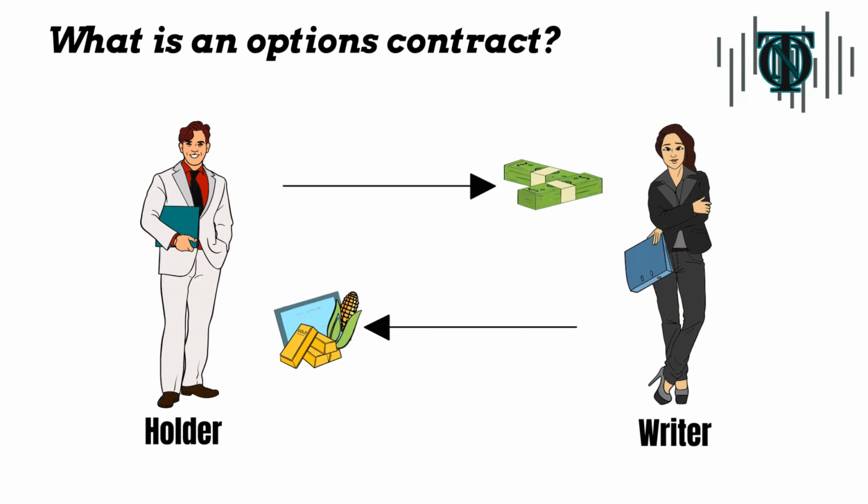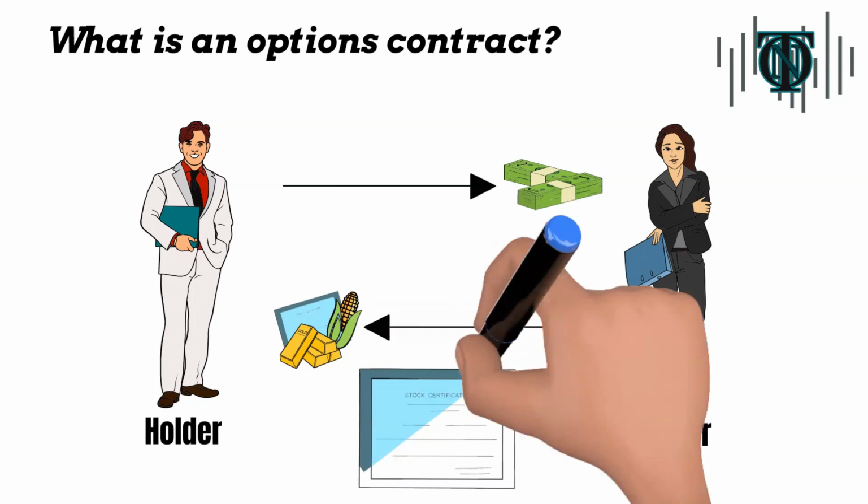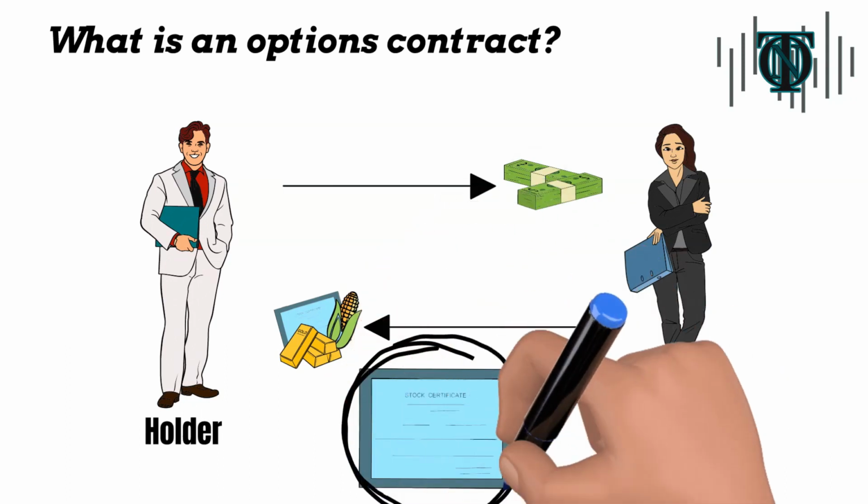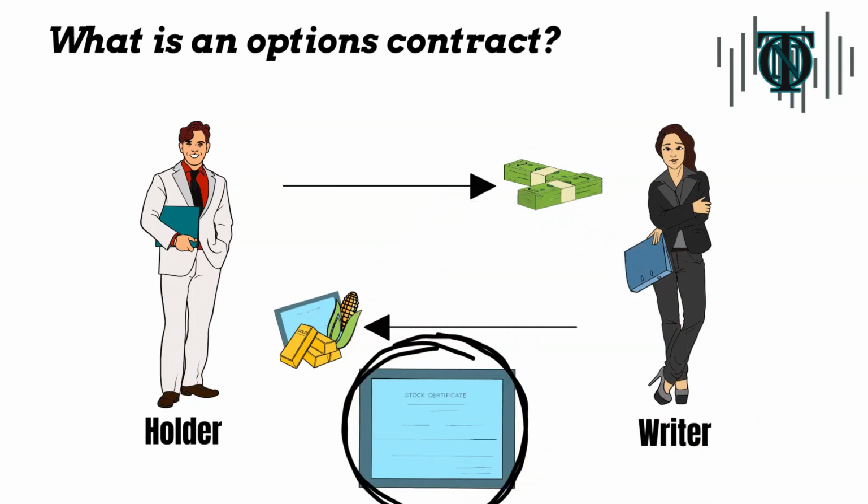Notice, I said it gives the holder the right to buy or sell, but not an obligation to buy or sell. The writer, on the other hand, does have the obligation to buy or sell the asset if the holder does choose to move forward with the transaction. We will go over those terms shortly. Here at Trading Options Network, we are going to focus on stock options, and unless stated otherwise, we will assume every options contract will always give the holder the right to buy or sell 100 shares of stock.